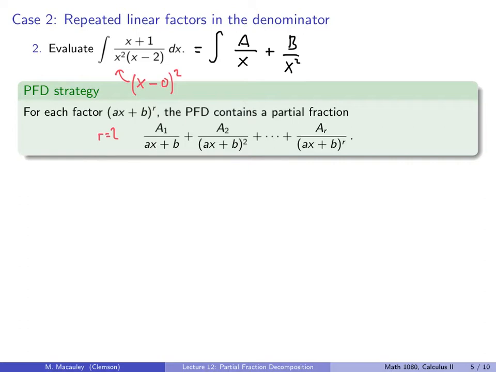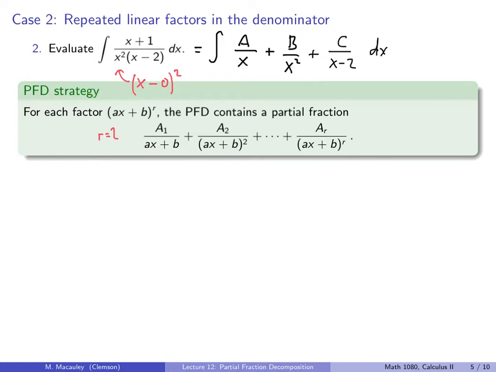Normally if this were plain old x, you would just have this, but now you have to have an extra term because it's repeated. And then finally I need a term for c over x minus 2. Again, the only difference here is because this is repeated, I gotta have two terms like this. Oh, and let me stick a dx on the end here. Okay, so let's do this.